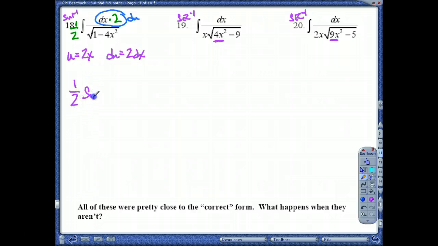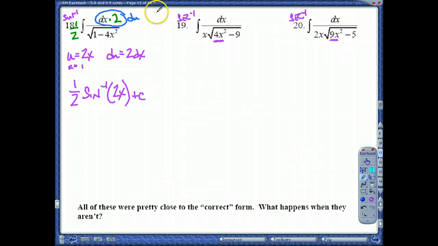And then inverse sine of u over a. u is 2x, a is 1. Oops, we forgot to write our a. a is equal to 1. So we have 2x over 1, which is just 2x. I like to put my little parentheses in there, plus c.